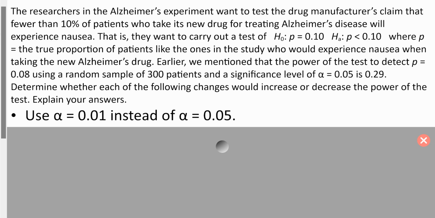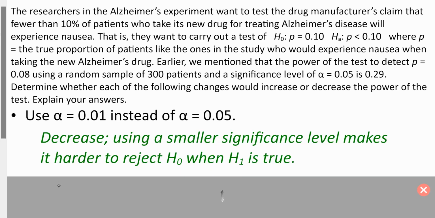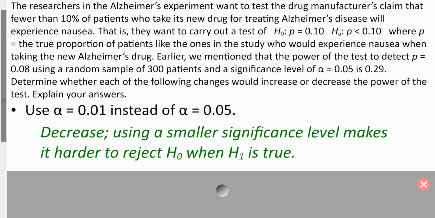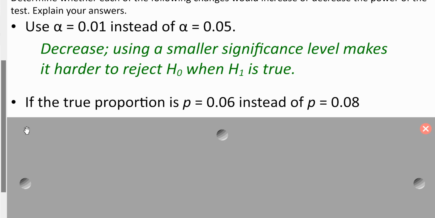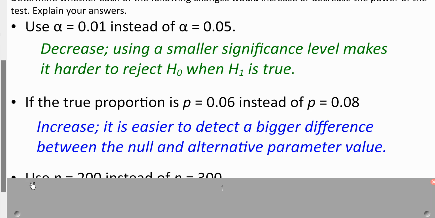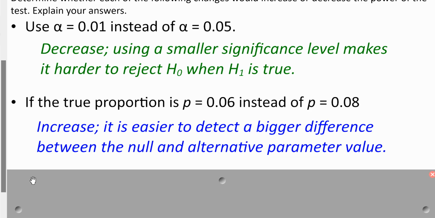So we're decreasing the alpha level. That decreases the power. Okay? Makes it more likely that there's going to be a type 2 error. Makes it harder to reject the null when the alternative is true. Okay? That will decrease. Second scenario, if the true proportion is 0.06 instead of 0.08, what if that was actually 0.06? That means it's farther away from the null hypothesis. That will increase power. If you have an increased distance there, it'll increase power.